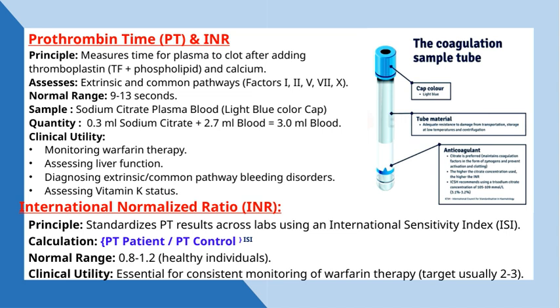Now, moving on to the INR, or International Normalized Ratio. The principle here is to standardize PT results across different labs, which can vary due to different reagents or equipment, by using an International Sensitivity Index, or ISI. The calculation for INR is straightforward. It's the PT of the patient divided by the PT of a control sample, then multiplied by the ISI. The normal range for INR in healthy individuals is generally between 0.8 and 1.2.